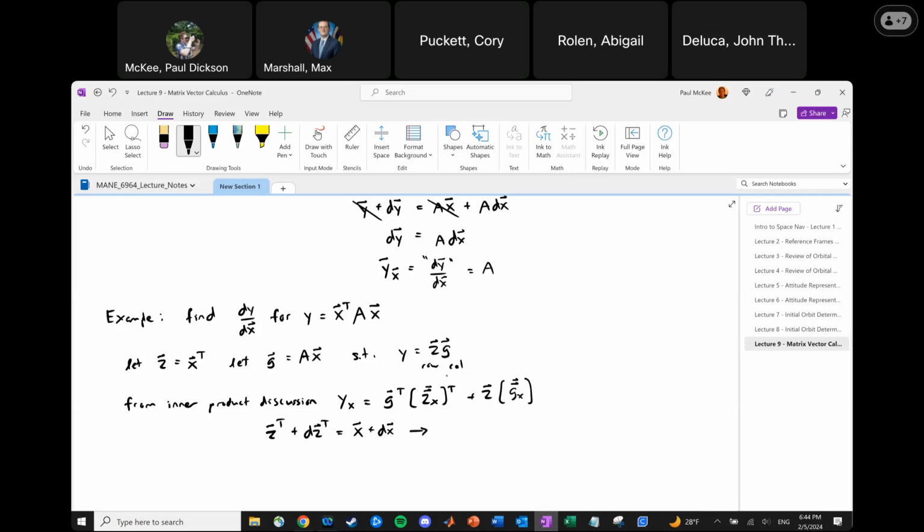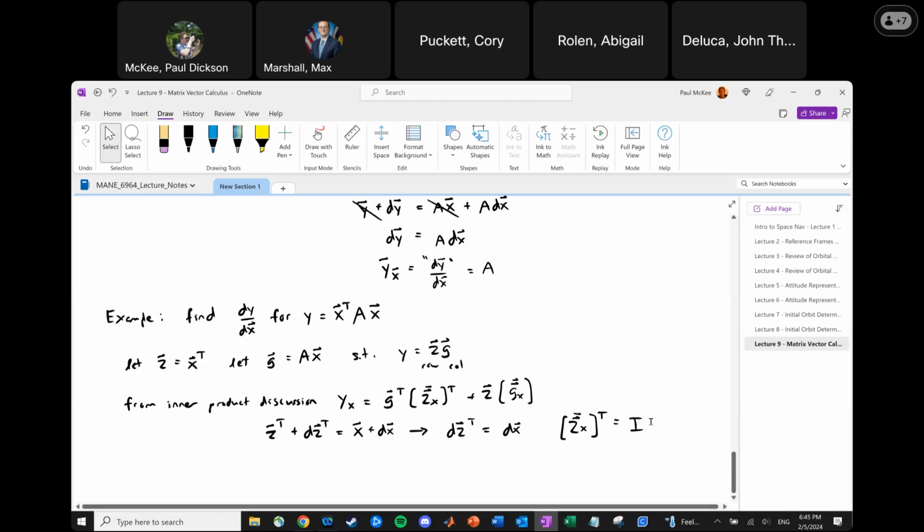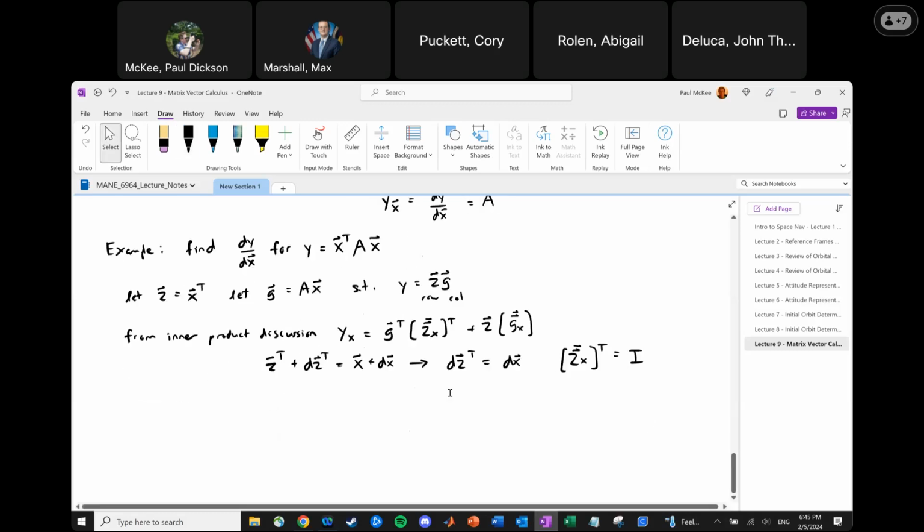So we can plug that in here. DZ transpose would then be equal to DX, right? Or we could think of it this way. ZX has to be the transpose of the identity matrix. Now, if that's not clear in a second, it's going to become clear, so bear with me here. ZX transpose is the identity matrix.